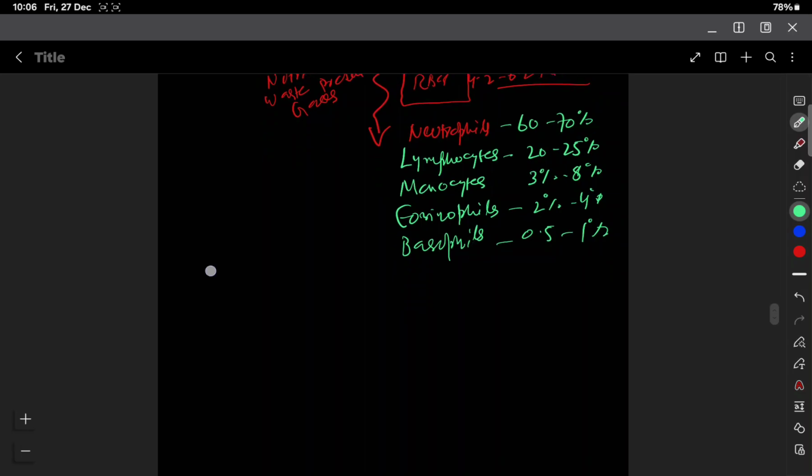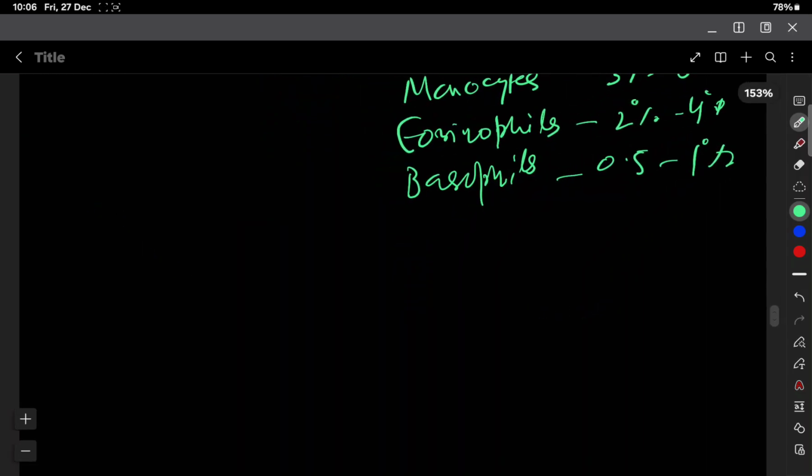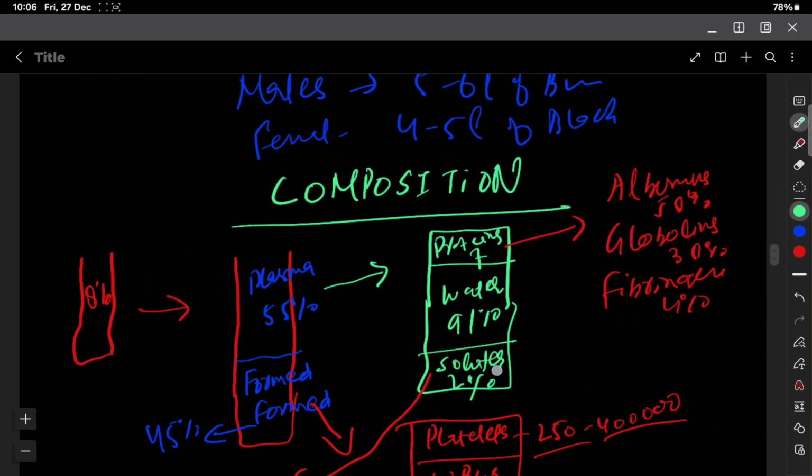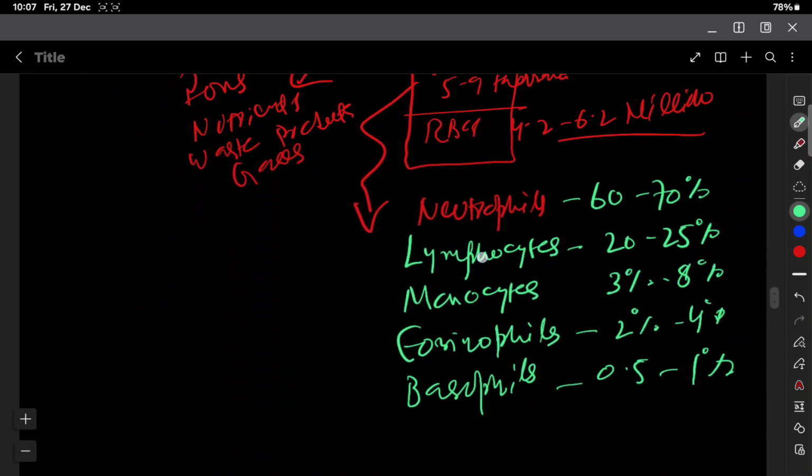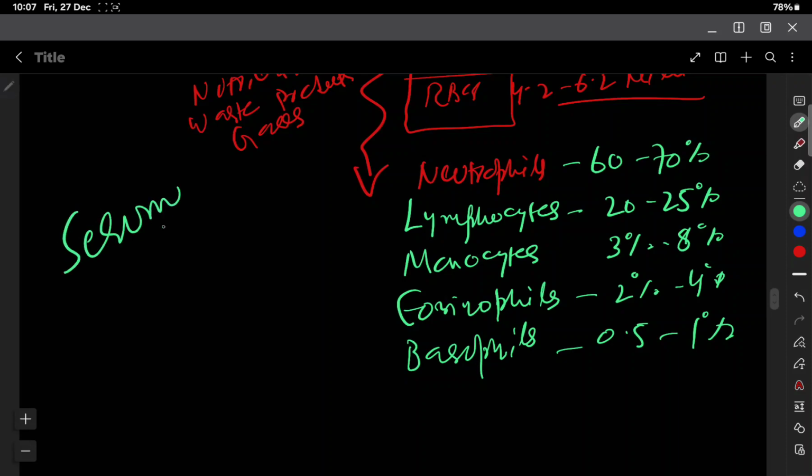Now the main components are plasma and the formed elements. I told you about plasma, it is the fluid portion of the blood. It constitutes about 5% of the body weight. And if blood is allowed to clot, then a clear straw-colored fluid will ooze out, which is serum. So there is a difference between serum and plasma. What is serum?